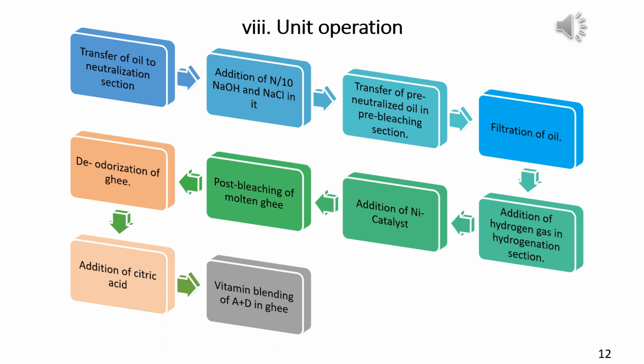In the filtration tank, the filtration of oil will take place. Here we remove the impurities which are present in the oil. After the filtration of oil, we will transfer the oil to the hydrogenation section.